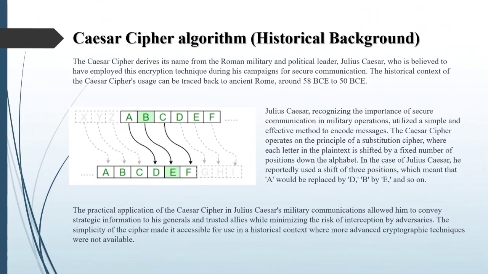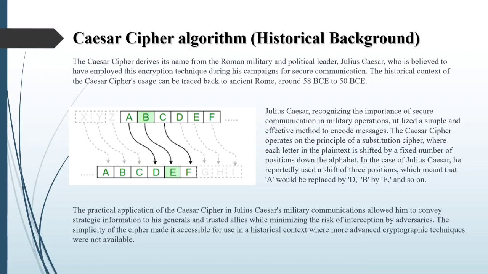Now we see the Caesar cipher's historical background. The cipher derives its name from the Roman military and political leader Julius Caesar, who is believed to have employed this encrypting technique during his campaigns for secure communication. The historical use of the cipher can be traced back to ancient Rome, around 58 BCE or 50 BCE.